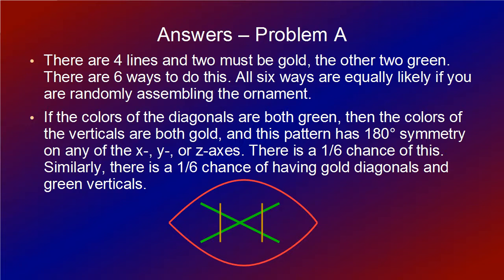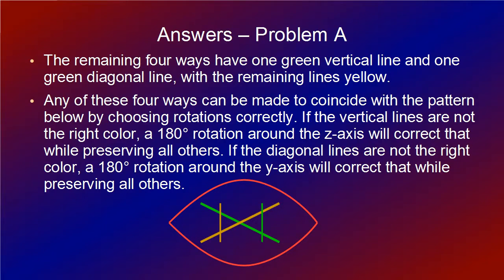First, let's look at symmetric arrangements of the colors. If the colors of the diagonals are both green, then the colors of the verticals are both gold, and this pattern has 180-degree symmetry on any of the x, y, or z axes. There is a 1/6 chance of this. Similarly, there is a 1/6 chance of having gold diagonals and green verticals. That takes care of 2 of the 6 arrangements.